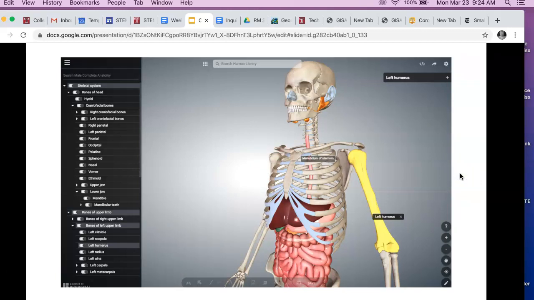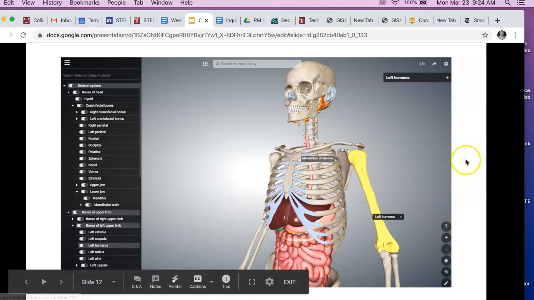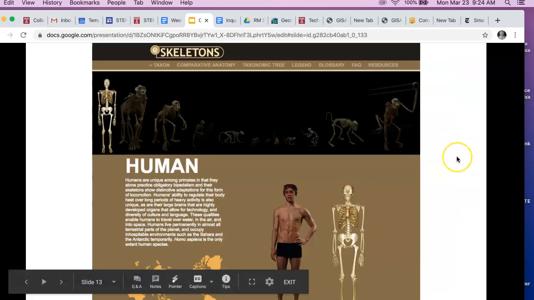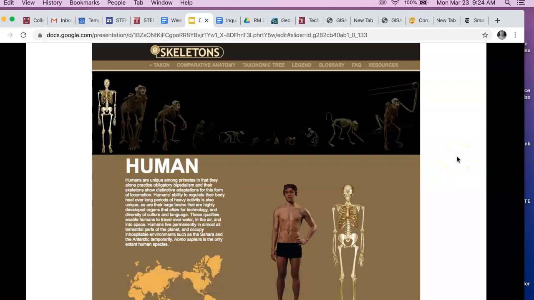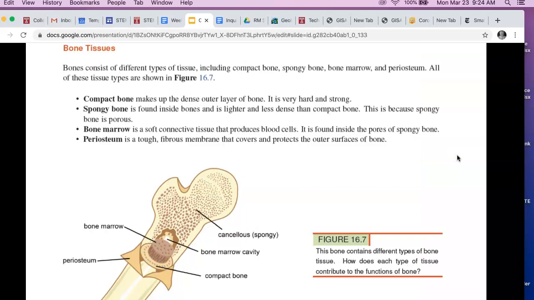There's a really nice website called BioDigital or the BioHuman. I've linked it here. For any of you that are thinking of going into anything healthcare related or human body, this is just a great site. I'd highly recommend that you go on and create an account. This is another great one, eSkeletons. This is from a university in Texas. Don't worry about this one for the quiz.